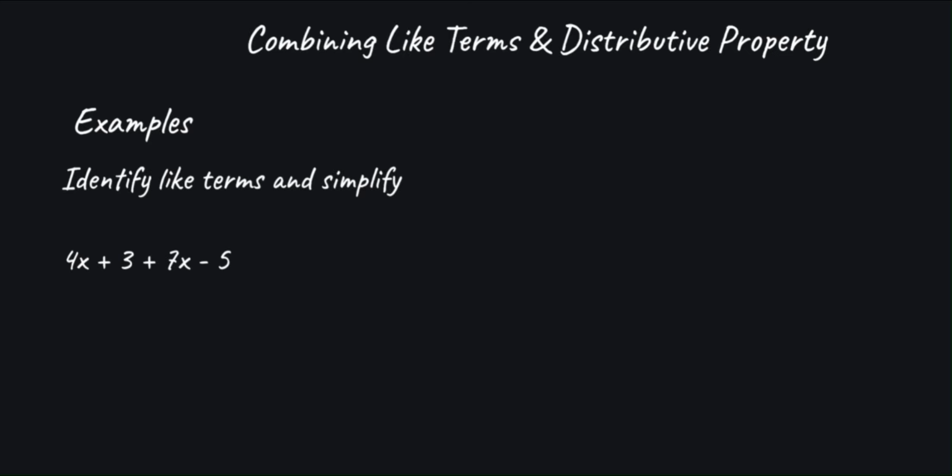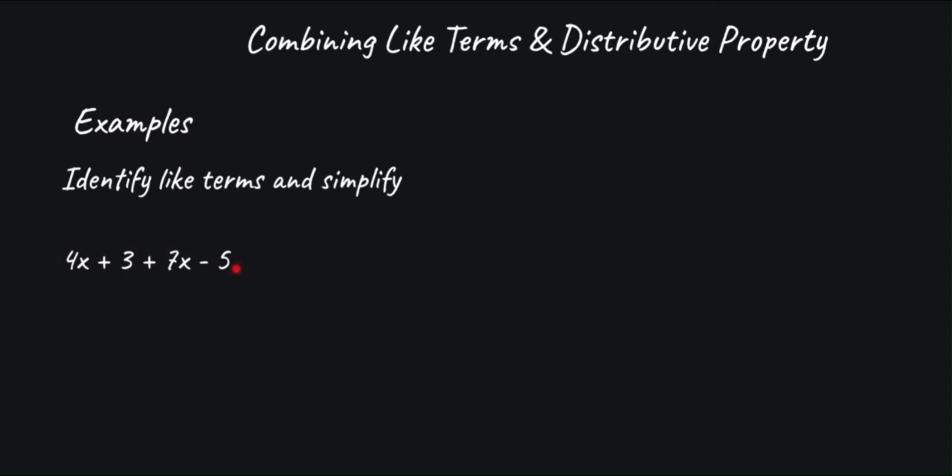Here's another example. We're going to be combining multiple terms. And here you see we have 4x plus 3 plus 7x minus 5. I would like you to try and solve this first and let me know if you get the right answer. First thing we do is combine the like terms. I see we have x here and we have x here. So we have two terms with x. I'm going to combine them. I'll put them together. And then we have 3 and 5.